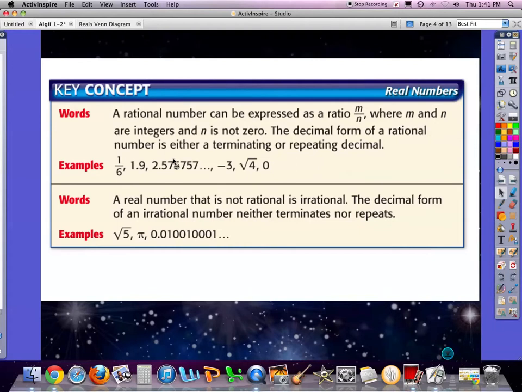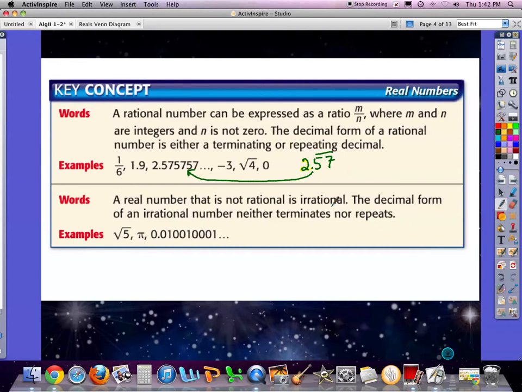Okay, what do I mean with that? 2.57 would be the same thing as this. Okay, and then of course irrational: a real number that is not rational is irrational. The decimal form of an irrational number neither terminates nor repeats. And once again, pi is your perfect prime example, but what if I said, give me more than one example of irrational numbers? You need to come up with something else.